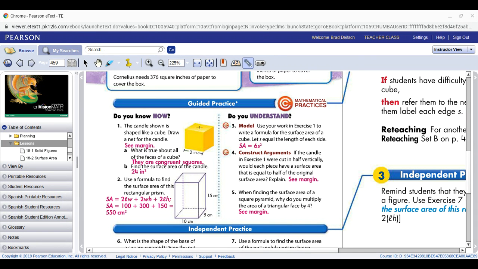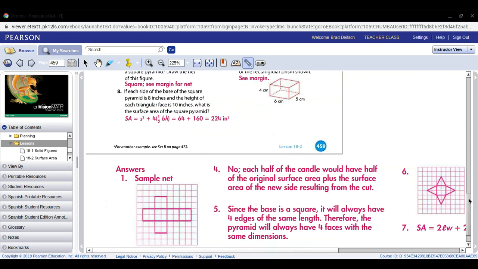So, if you look at number one, it says the candle shown is shaped like a cube. Draw a net for the candle. So this is kind of similar to the one that I was showing you guys. That would have been the do now in the lesson from today.